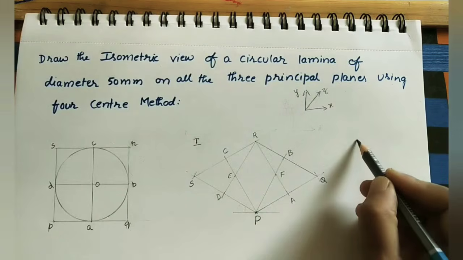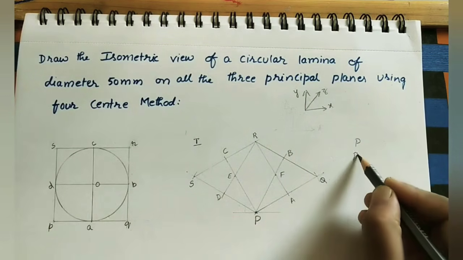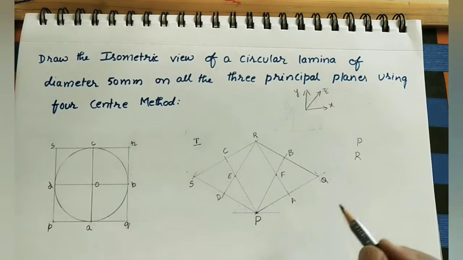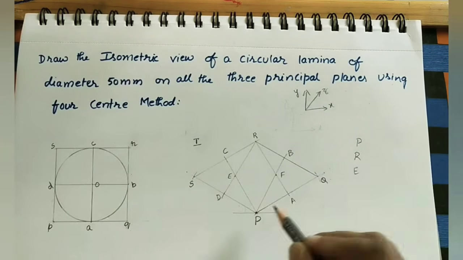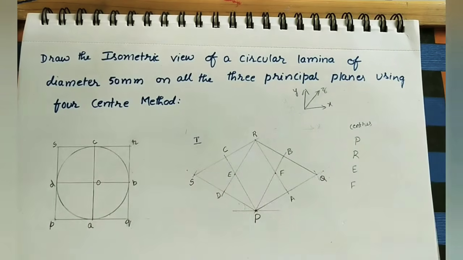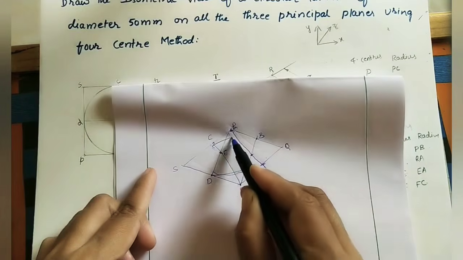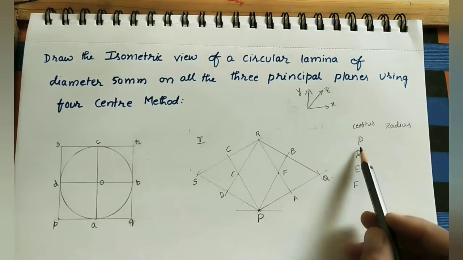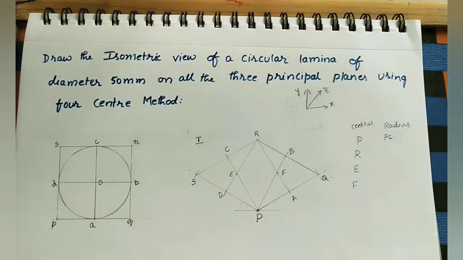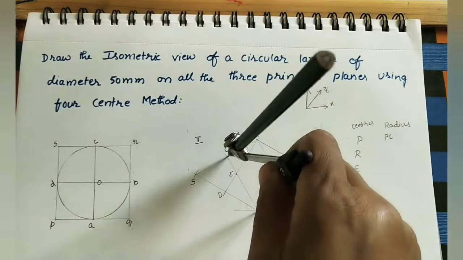P is one center, the next center is R, the next center is E, and the next center is F. These are the centers. With P as center, we will get this radius. This is another arc. If you take P as center, the radius is PC. With P as center and PC radius, draw an arc here.